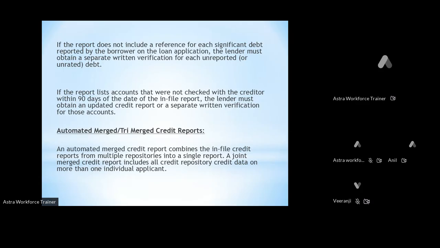Now, this is for another type of credit report, the automated merged or tri-merged credit report. Anil, can you please read it? An automated merged credit report combines the in-file credit reports from multiple repositories into a single report. A joint merged credit report includes all credit repository credit data on more than one individual applicant.